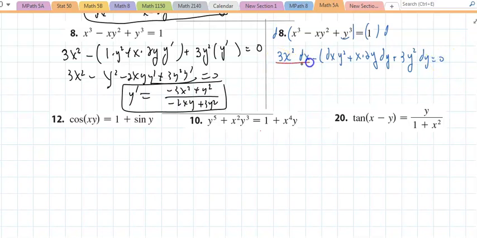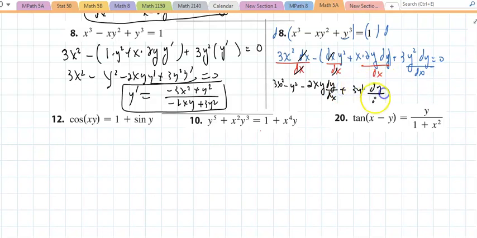And then you could go in there and divide each of those by the desired derivative. And then you could easily say, well, look, that's 3x squared minus y squared minus 2xy dy dx plus 3y squared dy dx equals 0, and that matches the answer.